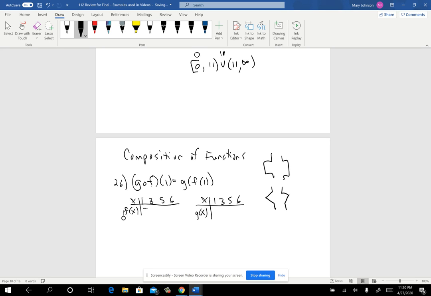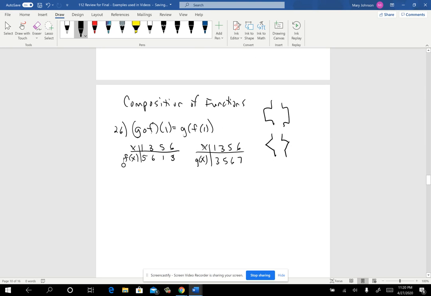So f of x has these values corresponding to those inputs. G of x has the following. Okay, and there doesn't have to be any rule for these, so don't go looking for a pattern or a rule.